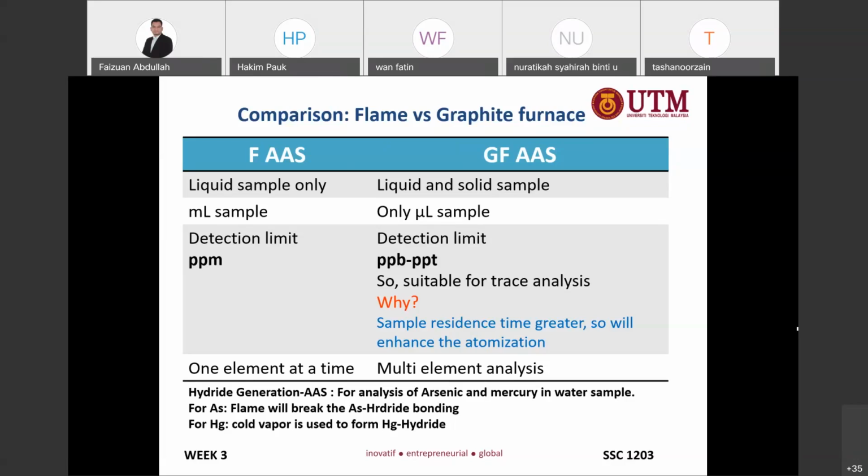Why? Because the sample residence time is greater, which enhances the atomization. So that's why. What is meant by sample residence? It means the sample stays in the graphite tube, right? So we have time for the detection to happen inside the graphite tube, because the sample is not vaporized easily as we contain it in the graphite tube. All right.